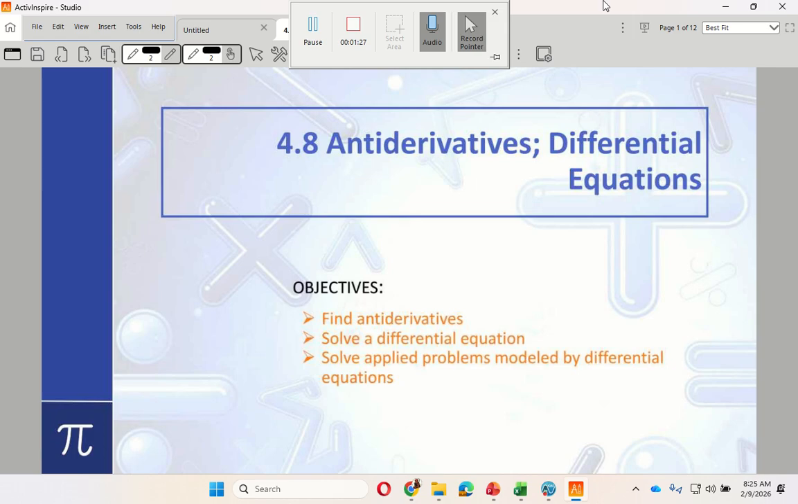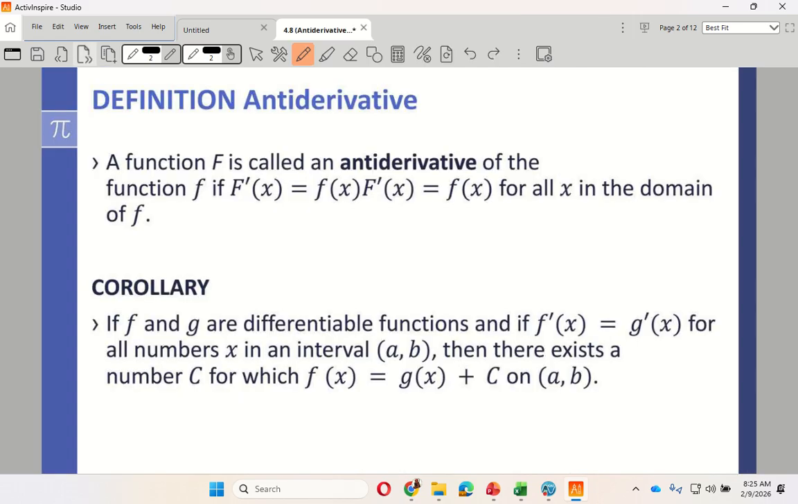So, all right, right here, a lot of steps to go along with it. If a function capital F is called an antiderivative of the function f, so if we have a function f and we take the antiderivative of it, the notation is the capital F. So if F prime of x is equal to f of x for all x in the domain of f. So the corollary: if f and g are differentiable on a function and f prime is equal to g prime for all numbers in x.